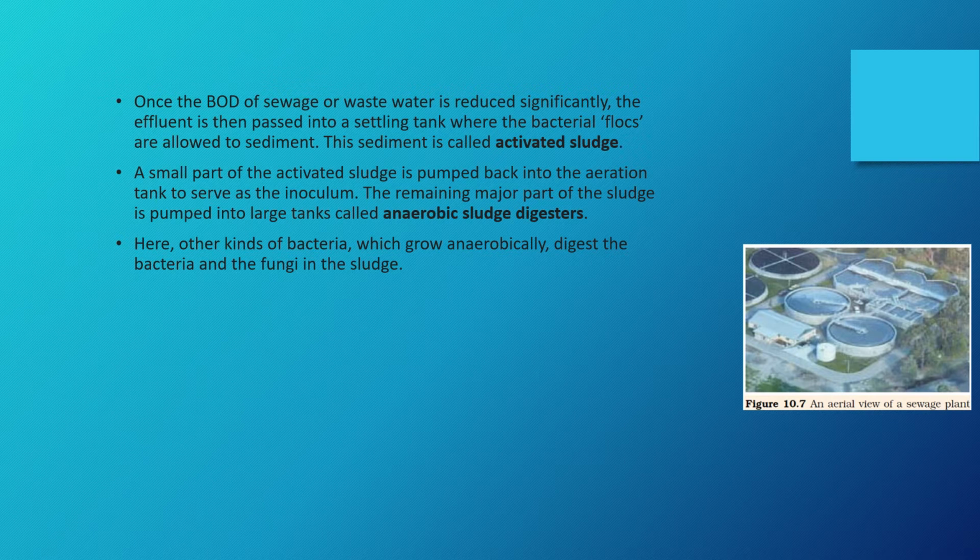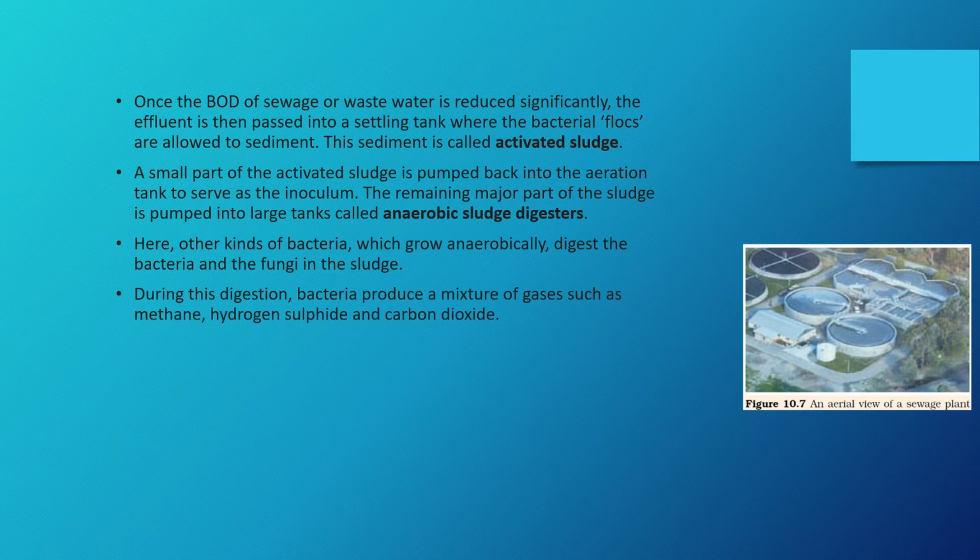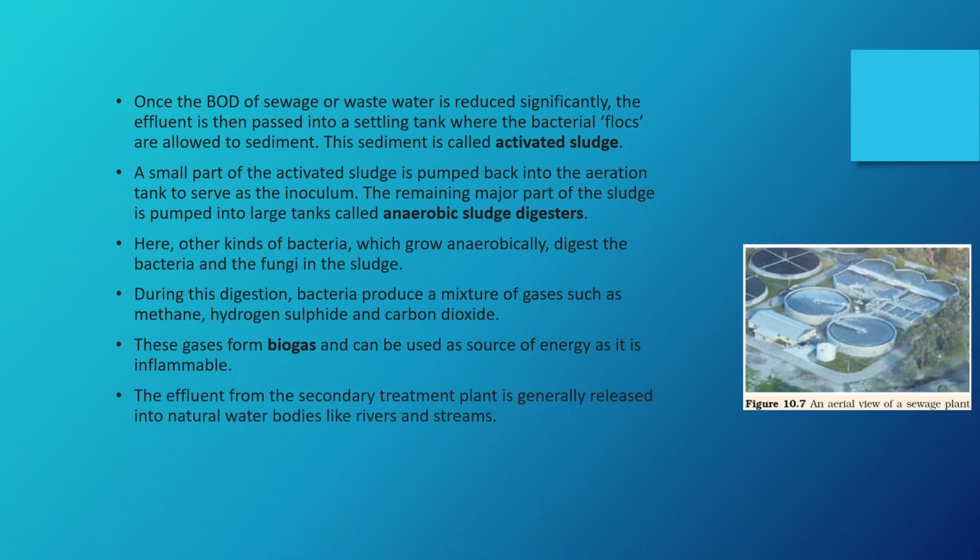Here, other kinds of bacteria which grow anaerobically digest the bacteria and fungi in the sludge. During this digestion, bacteria produce a mixture of gases such as methane, hydrogen sulfide, and carbon dioxide. These gases form biogas and can be used as a source of energy as it is inflammable. The effluent from the secondary treatment plant is generally released into natural water bodies like rivers and streams.